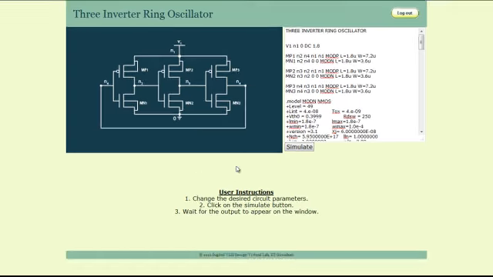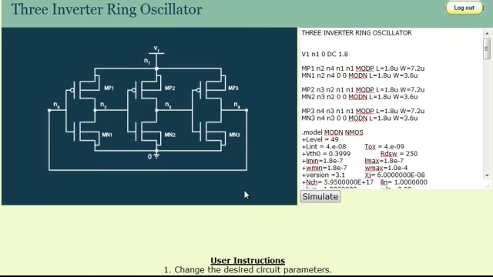In this new page, on the left top, you have the schematics of the circuit setup, which consists of 3 input inverter stages, the first one, second one, and the third one. The output of the first stage is connected to the input of the second stage, and the output of the second stage is connected to the input of the third stage, and the output of the third stage is connected as the input to the first stage.